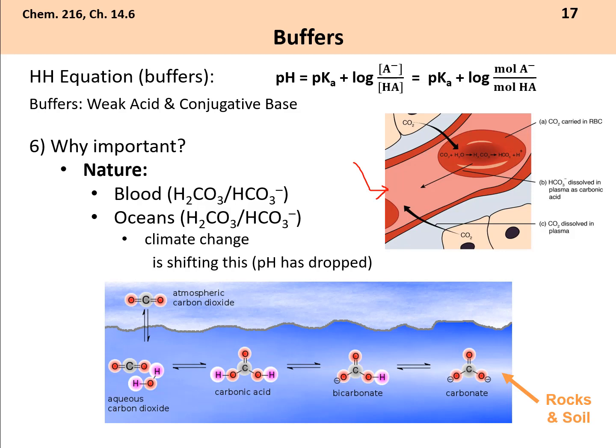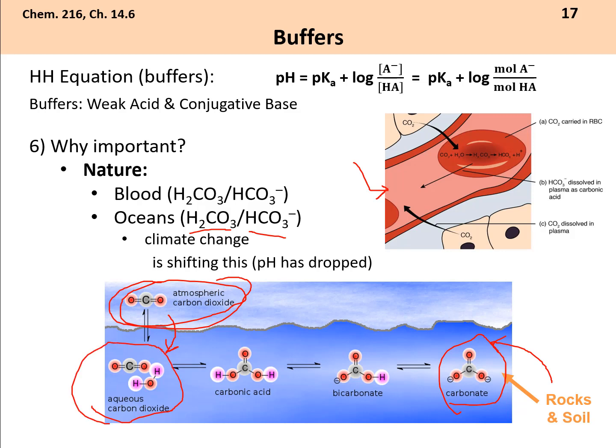It's going to stay fairly constant. Okay? We also have oceans. Oceans have a buffer also with H2CO3 and HCO3 minus. These come from 2 places. They come from CO2 in the atmosphere dissolving to form the acid. And we have rocks and soils that dissolve to form carbonate. And so we have a buffer that involves an acid right here and its bases, right? This is a diprotic acid, so it produces 2 bases.